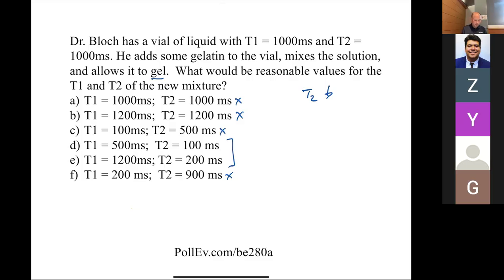All right. What about T1? In one case, it went to 500. In another case, it went to 1200. Okay. So in this case, what's more likely? Did it go up or down, right? Remember we have this curve here, right, of T1, right? So what do you guys think? It went up? Okay. So here's the tumbling rate.